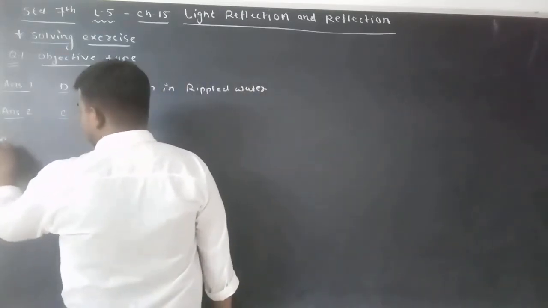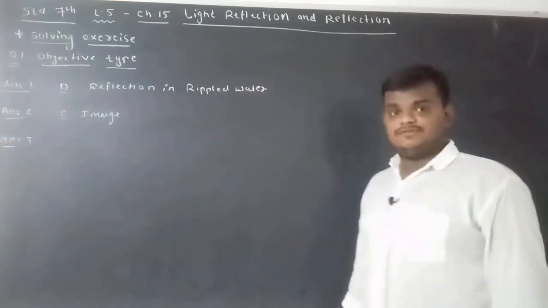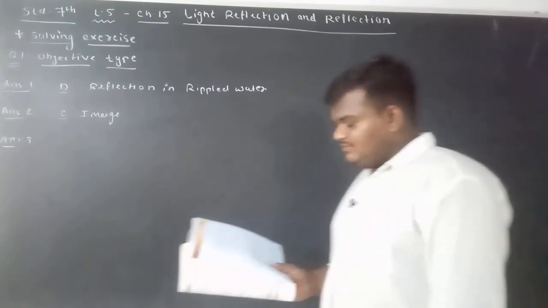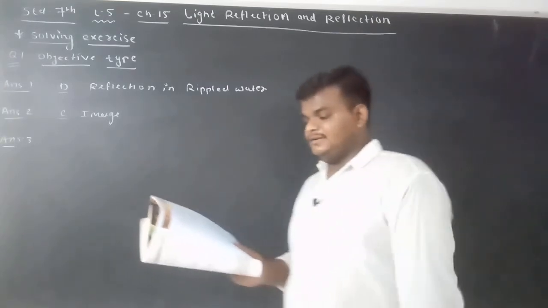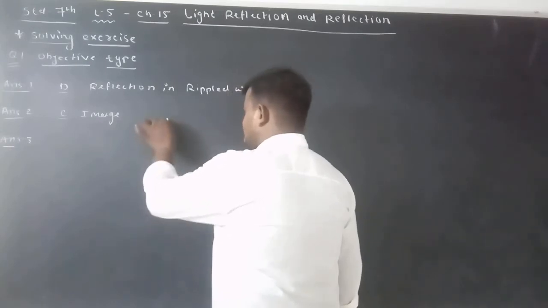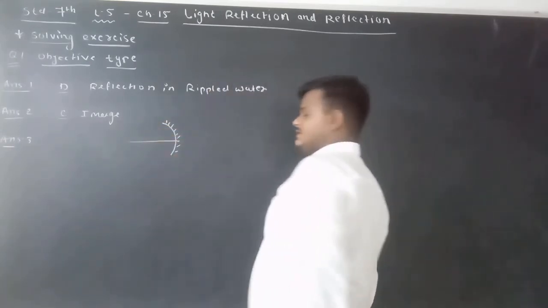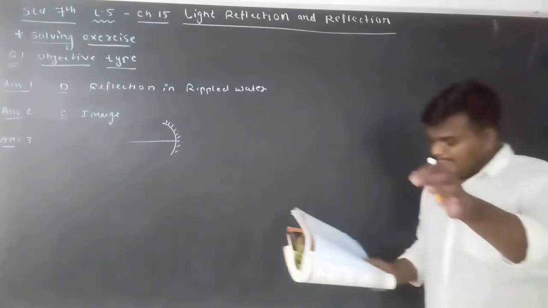I am writing here the answer of question number 3. So what is question number 3? Let's try to find out. Question number 3 says that the image formed by a concave mirror is which of the following? This is our concave mirror. इसके द्वारा जो images form होते हैं, what are the characteristics of those images?